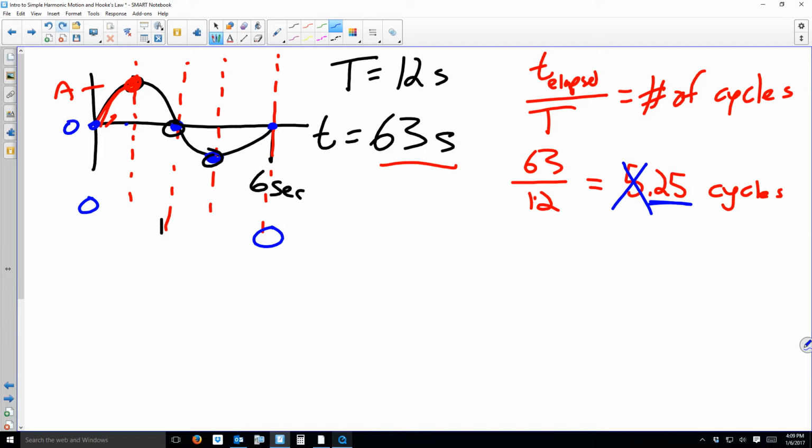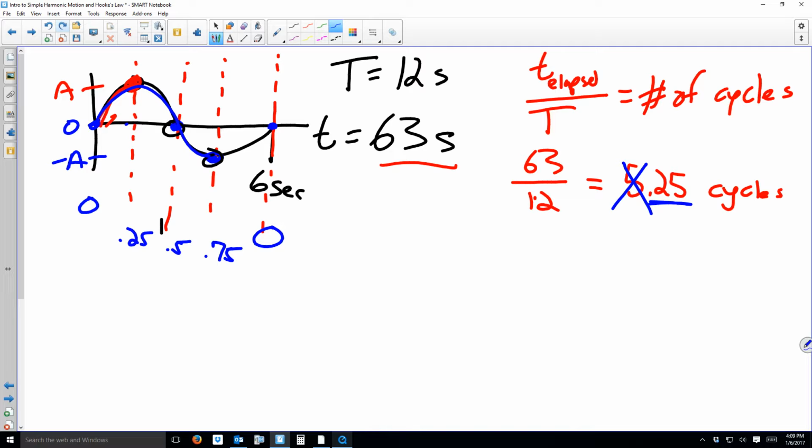But we can break this up into quarters, 0.25, 0.5, and 0.75. So if I had gotten 0.75 at the end, that means that I went through 3/4 of a cycle and ended up down here at -A. If my number had come out as a 0.5, I would be at my equilibrium position for this graph.